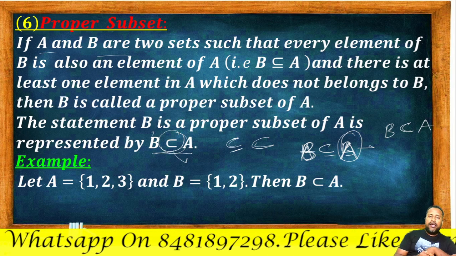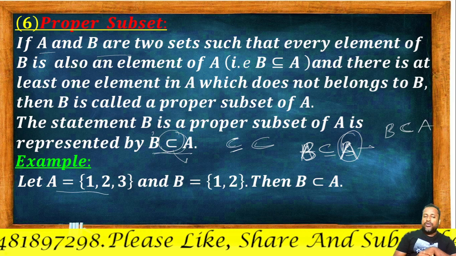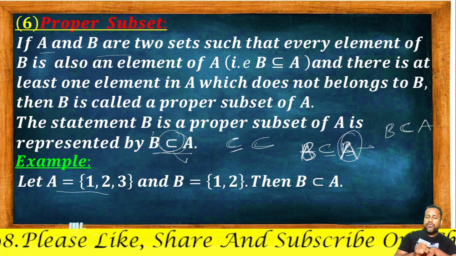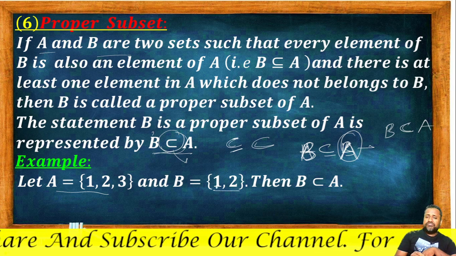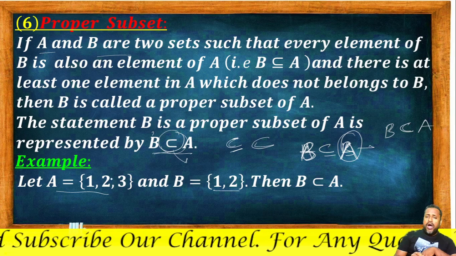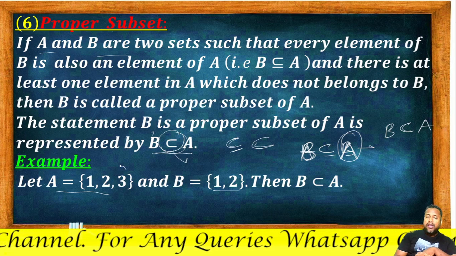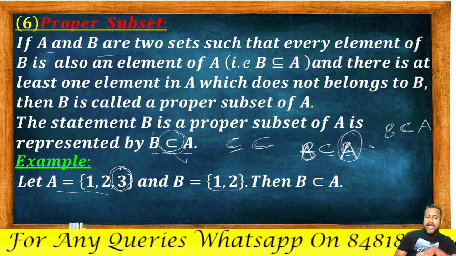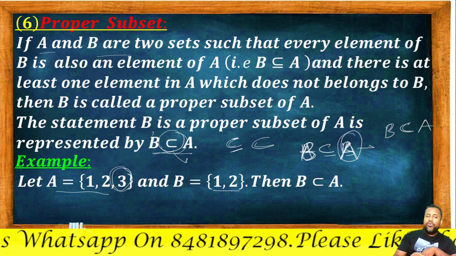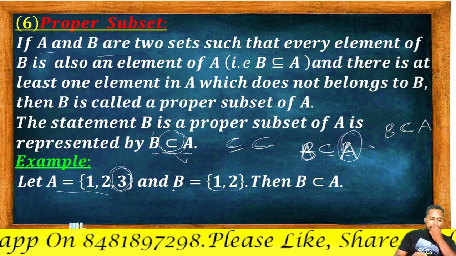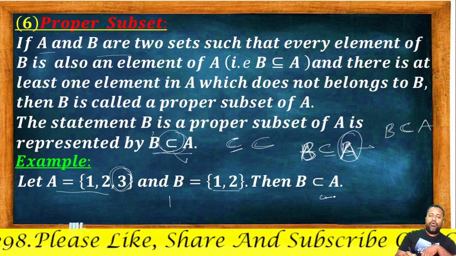Now for example, if we consider A equal to {1, 2, 3} and set B equal to {1, 2}, then 1 and 2 are both also elements of set A, and there is an element 3 in set A which is not in B. So in this case, B is a proper subset of A.